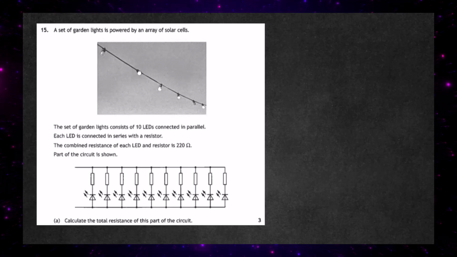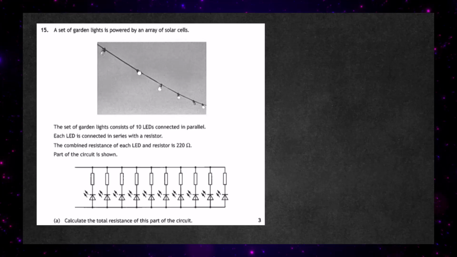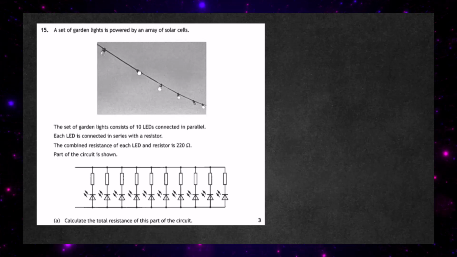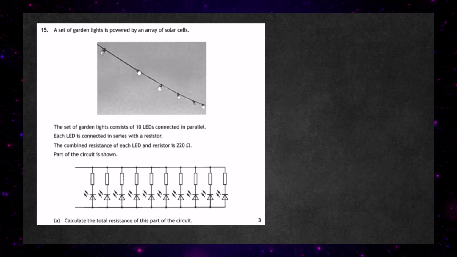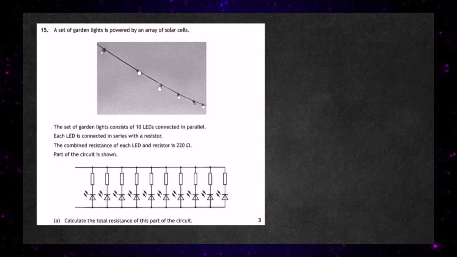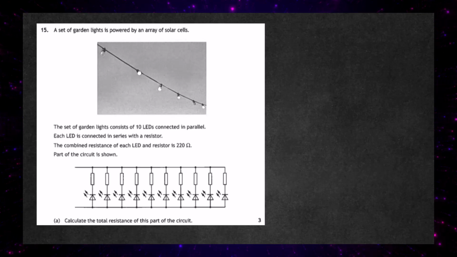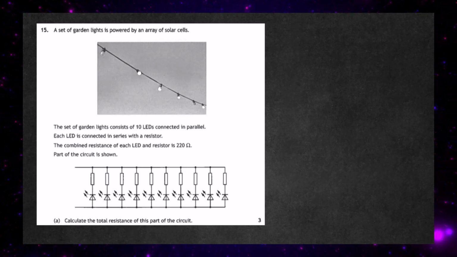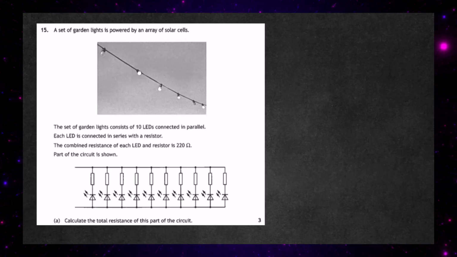Question 15 from Paper 2 of the 2024 Higher Physics examination from the SQA. A set of garden lights is powered by an array of solar cells. The set of garden lights consists of 10 LEDs connected in parallel, and each LED is connected in series with a resistor. The combined resistance of each LED and resistor is 220 ohms, and part of the circuit is shown there. For 3 marks we have to calculate the total resistance of this part of the circuit.